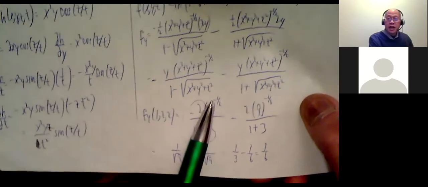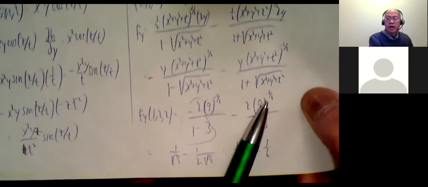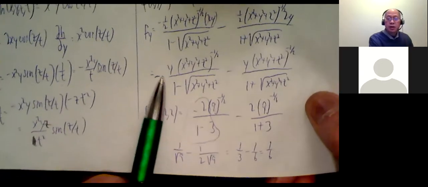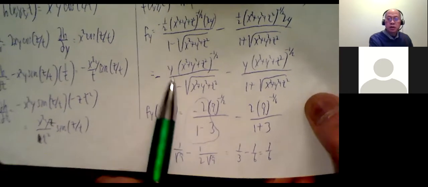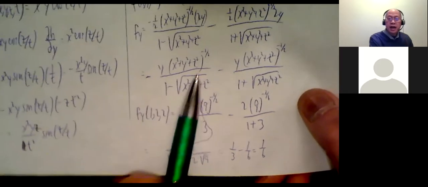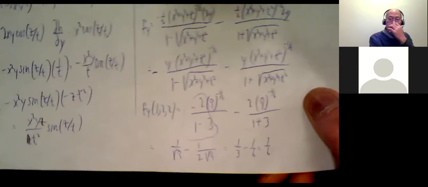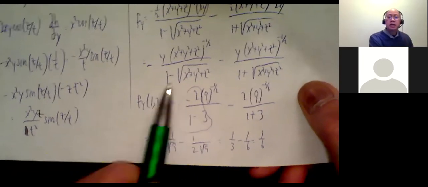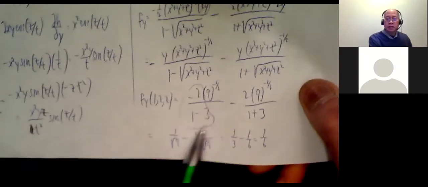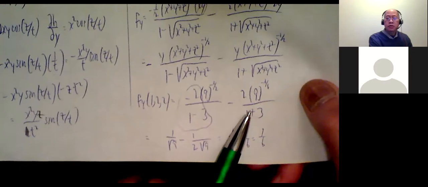Okay. So it's 9 to the negative 1/2. 9 to the negative 1/2. Okay. Oh, and y. Y was 2. So I changed that to 2. That's 9 to the negative 1/2. That's 2. 9 to the negative 1/2. 1 minus square root of all that stuff. Square root of 9 is 3. 1 minus 3. 1 plus 3.